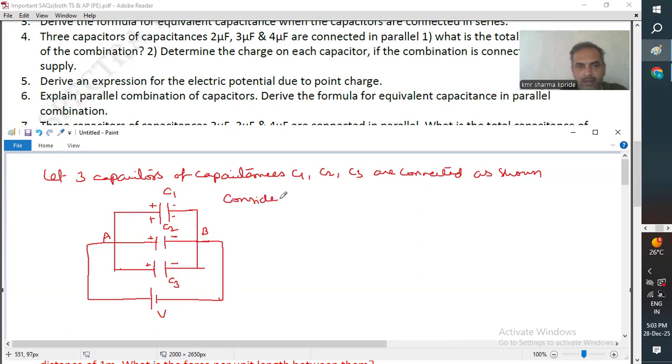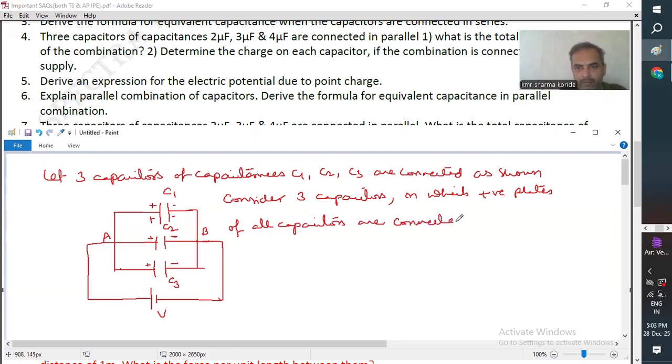So consider 3 capacitors in which the positive plates, or first plates, of all capacitors are connected at junction A. And the negative plates of all capacitors are connected at junction B.